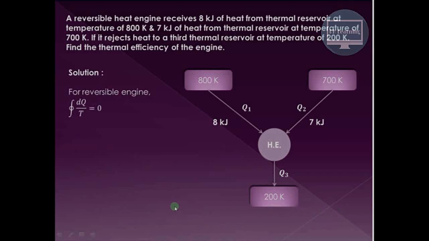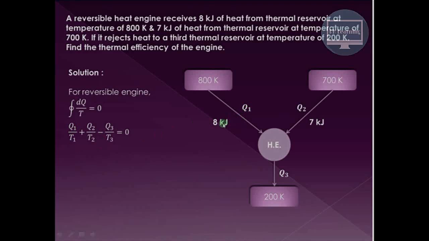Now we know that for any reversible engine, the cyclic integral of dq upon T is equal to 0. So we can say that Q1 upon T1 plus Q2 upon T2 minus Q3 upon T3. Here heat supplied is considered as positive. So Q1 is the heat supplied, Q2 is also the heat supplied, so both these terms are positive, whereas Q3 is the heat rejected and therefore that term is taken as negative.